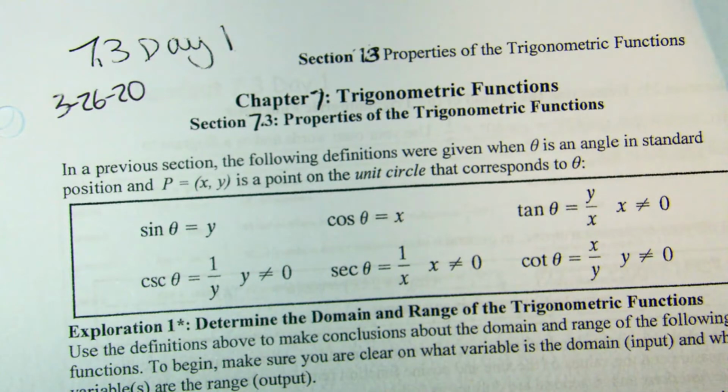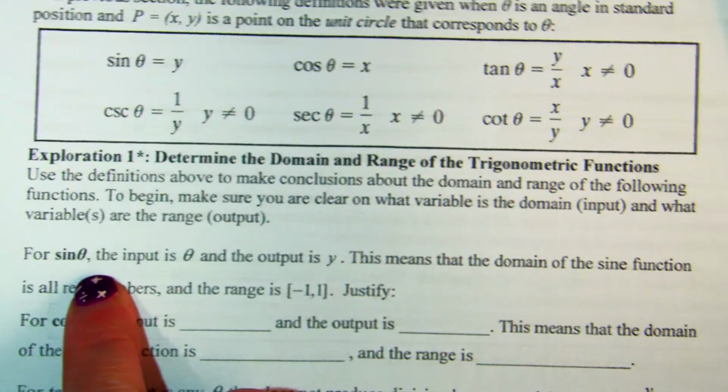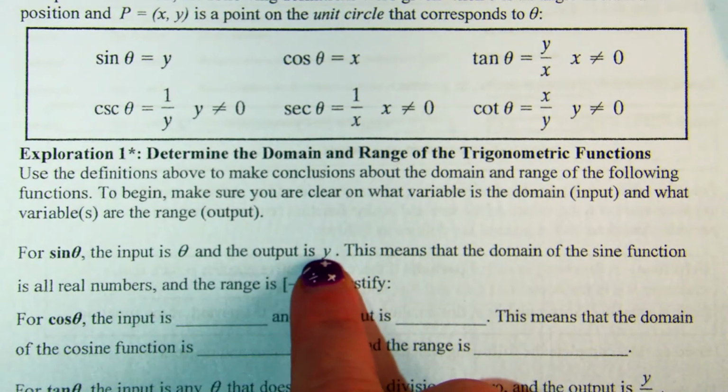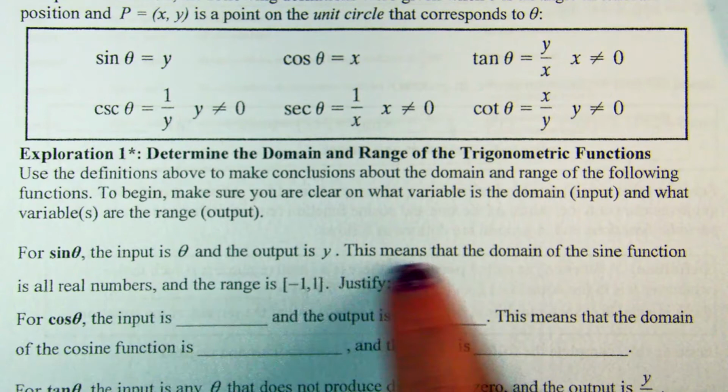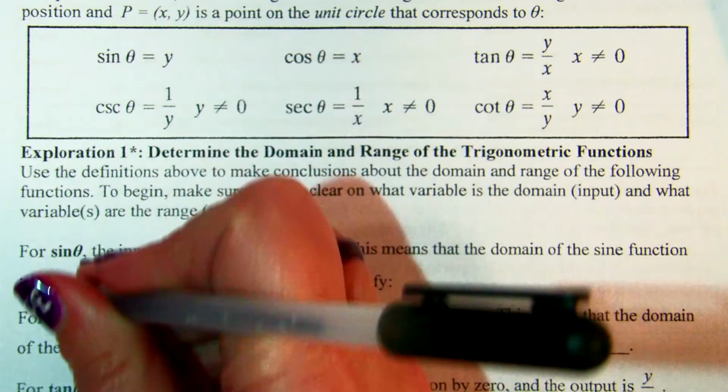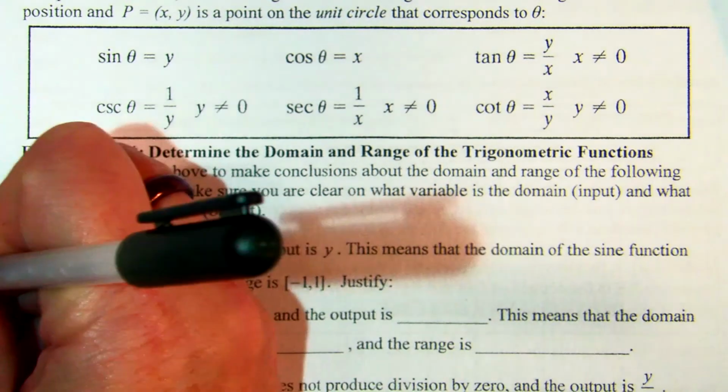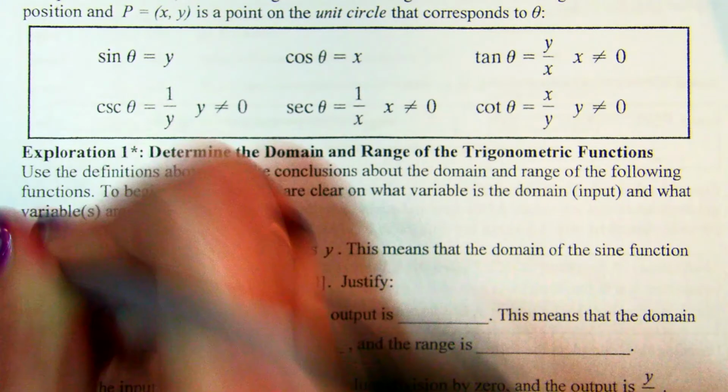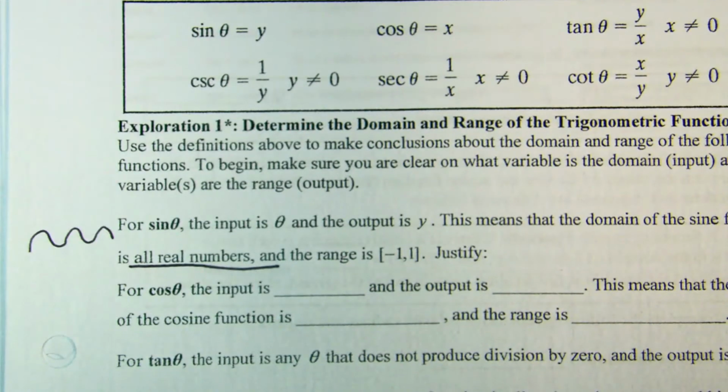So they want us to find the domain and range of each of them. It's kind of confusing, and I'm not sure that it's that important to get stressed out about. But for sine theta, the input is theta and the output is y, because sine is y. That means the domain of sine is all real numbers. We know that the sine function just goes like this and goes on forever.